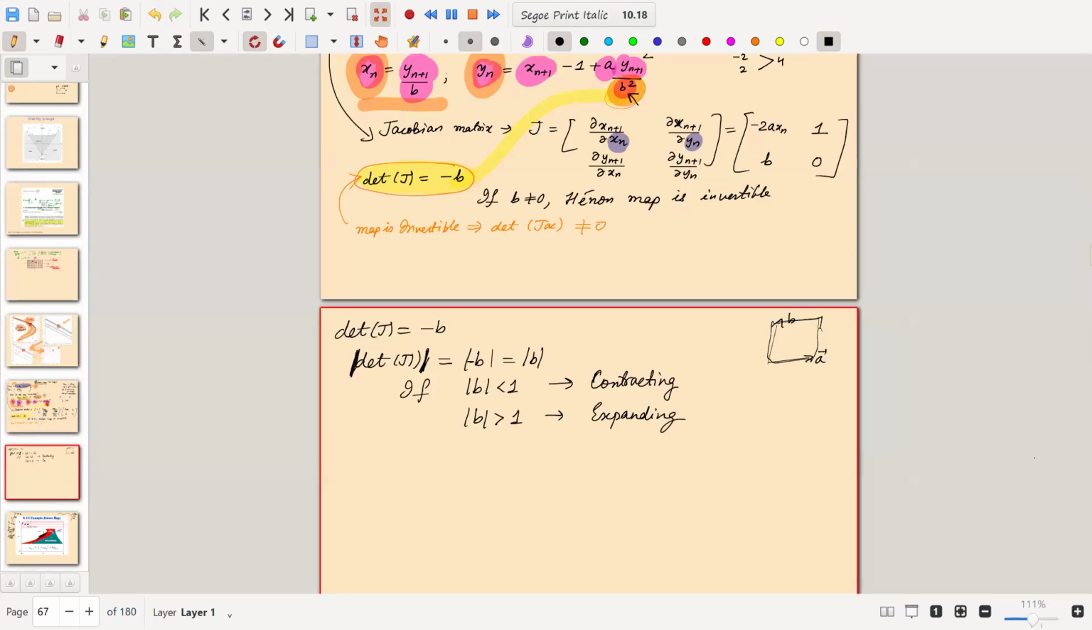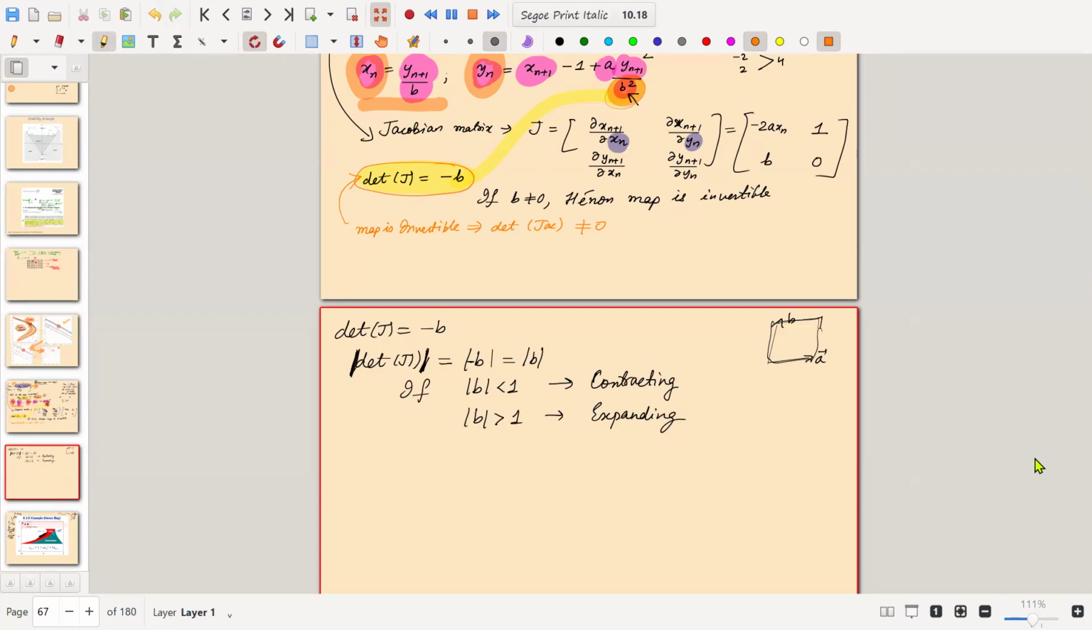Fine. So if it is asked that for Henon map, can you find in which region of parameter space Henon map is expanding, and in which region of parameter space Henon map is contracting? So you see what is B? Can you tell what is B here?